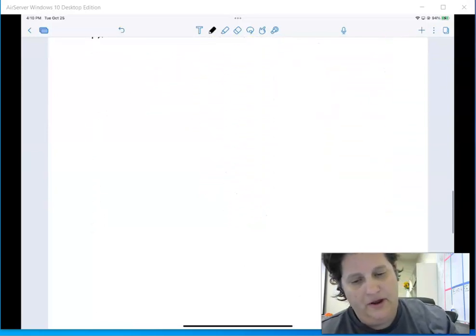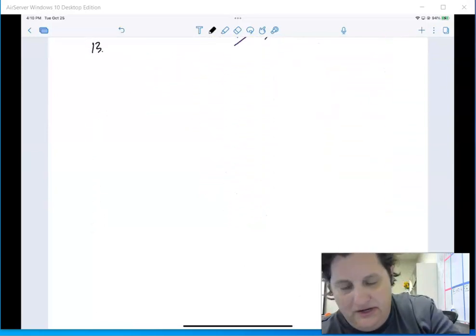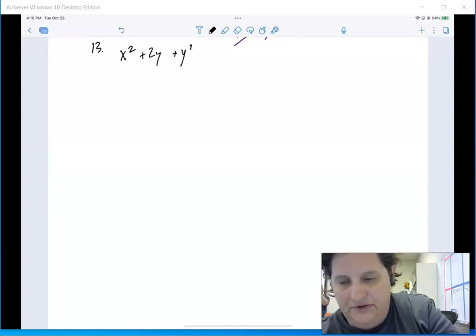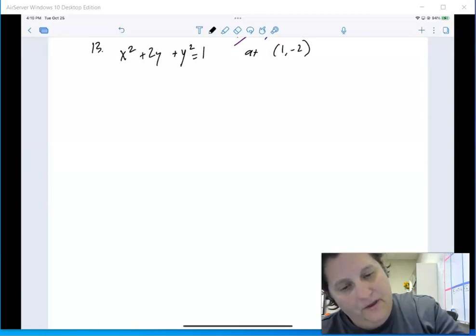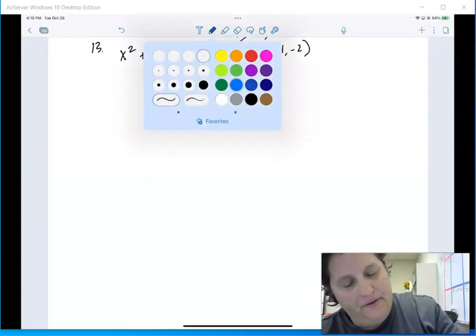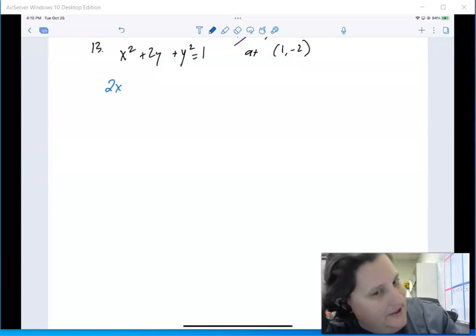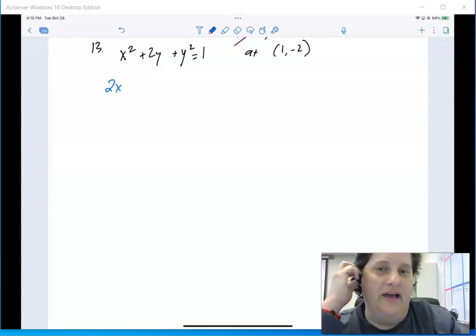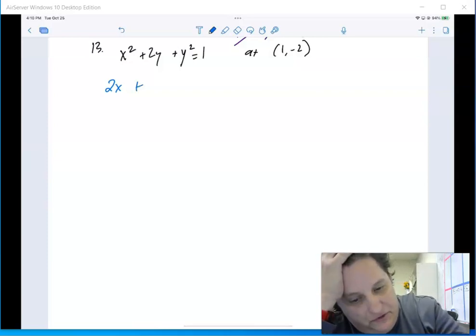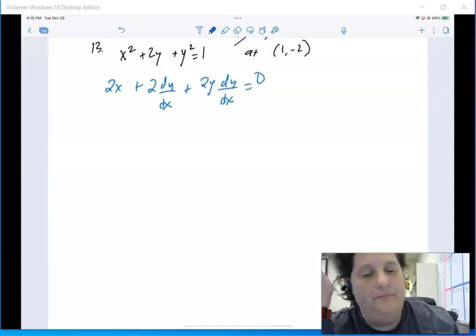Here we go. Another equation of a tangent line question, but this one includes implicit differentiation. The derivative of x squared is 2x. The derivative of 2y is 2 dy dx. The derivative of y squared is 2y dy dx, and the derivative of the constant is 0.